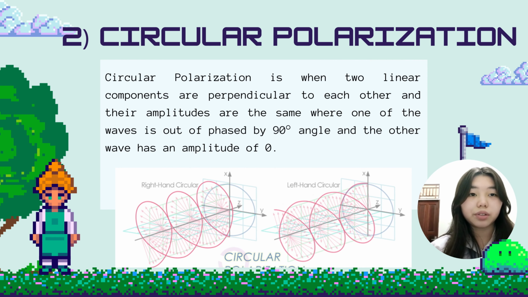Circular polarization is when two linear components in the electric field of light are perpendicular to each other and their amplitudes are the same, where one of the waves is out of phase by a 90-degree angle, and the other wave has a phase of 0 degrees.